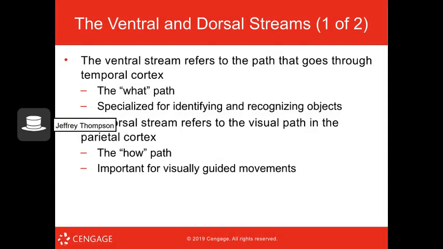So there are ventral and dorsal streams. Remember our dolphin. Such a good dolphin. Probably the best dolphin that's ever been drawn in the world. The ventral stream refers to the path that goes through the temporal cortex. This is the what path. It helps us identify and recognize objects. The dorsal stream refers to the visual path in the parietal cortex, which helps us understand how. So, how is this moving, and where might it be going?